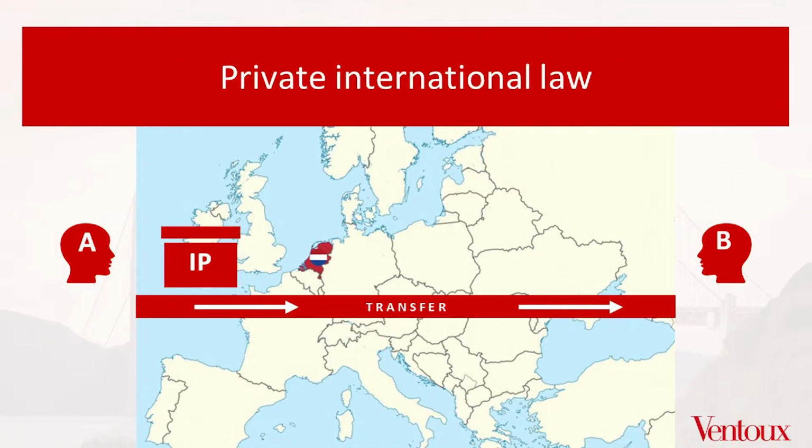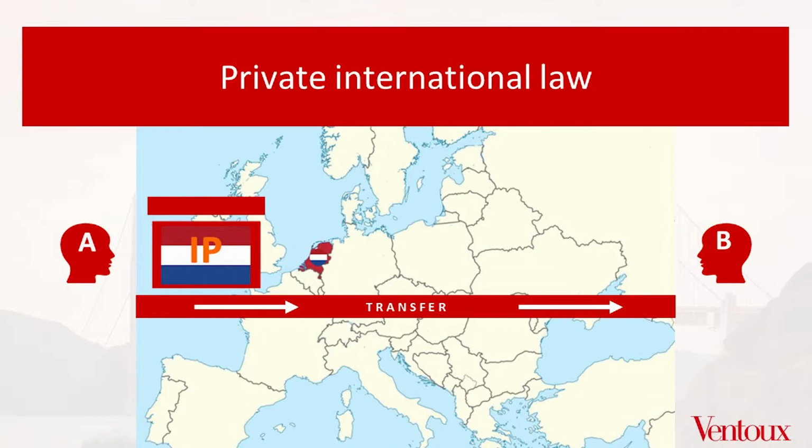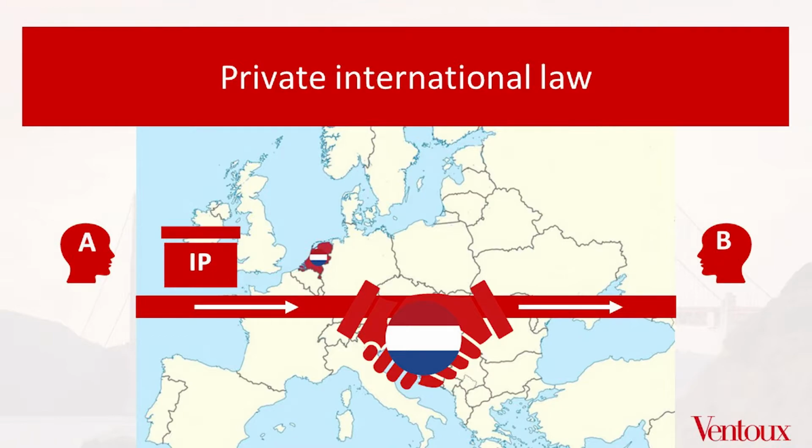The general rule of private international law is that the transfer of an international portfolio of intellectual property rights may require compliance with the transfer requirements of each national law in which the IP rights of that portfolio exist, and compliance with the law that applies to the underlying sales agreement that creates the obligation to transfer the IP rights.